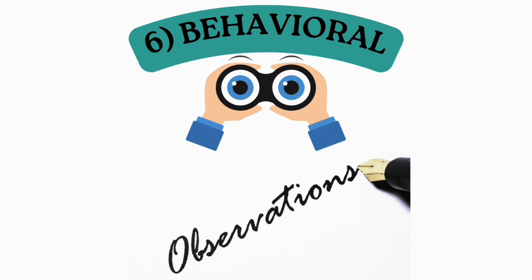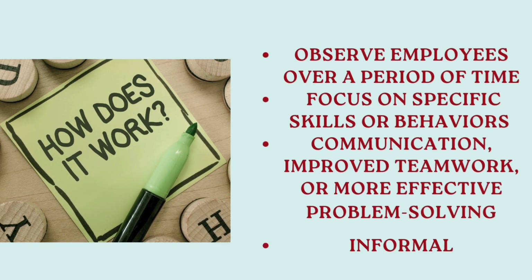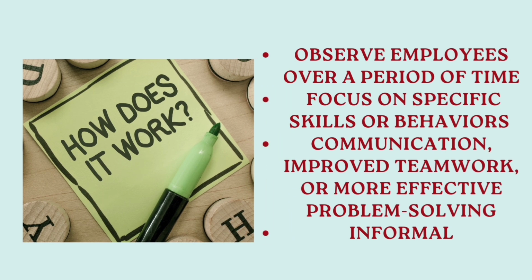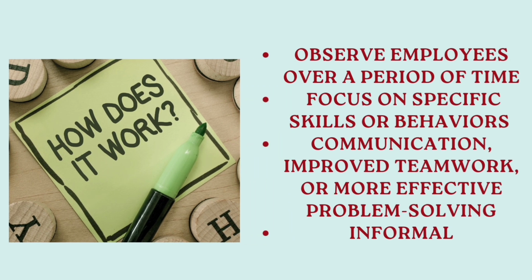And how does it work? HR or managers, or you can say supervisors, observe employees over a period of time to see if they are demonstrating the behaviors taught in the training. Again, if the training is for 15 days, 20 days, or a month, you can't expect a person to change completely. If the training is for 15 days, on the 16th day he is not completely a changed man. That happens to few people. It doesn't happen to everyone. So you have to see over a period of time.